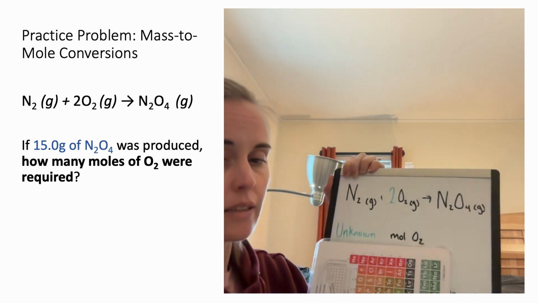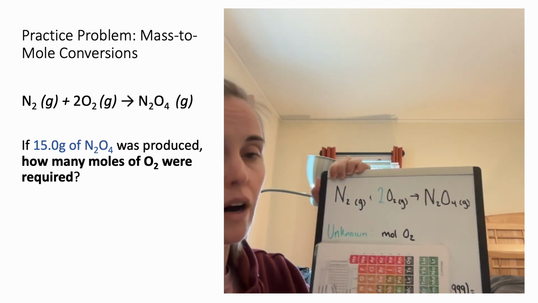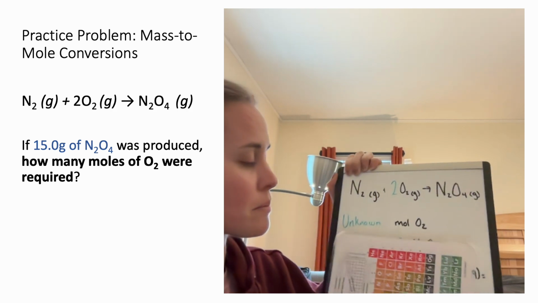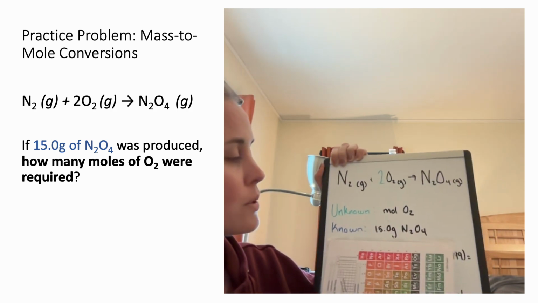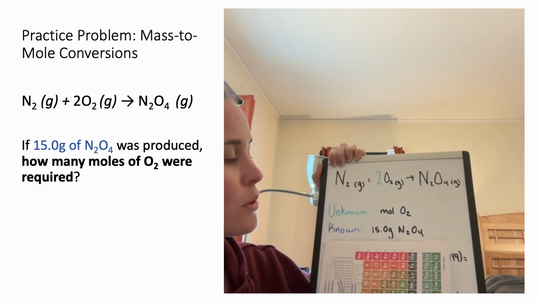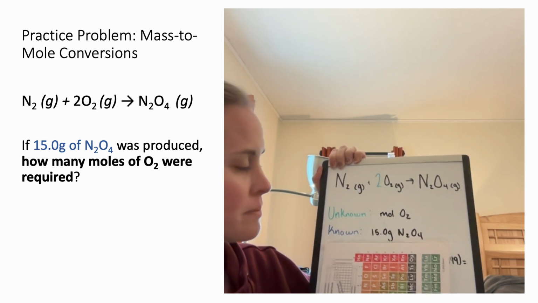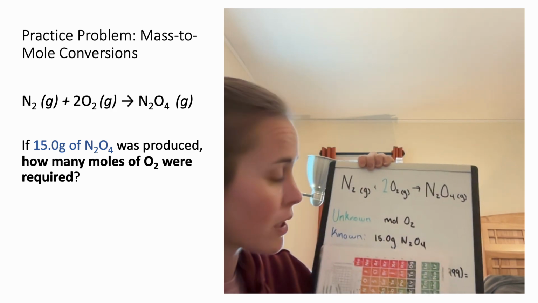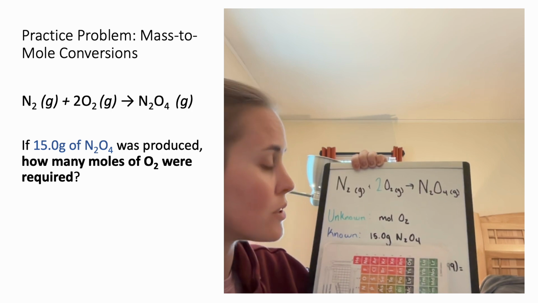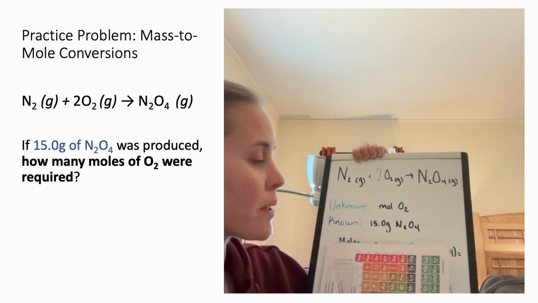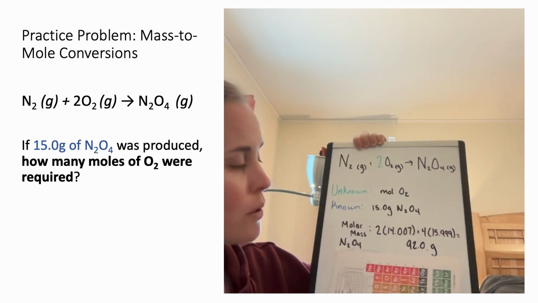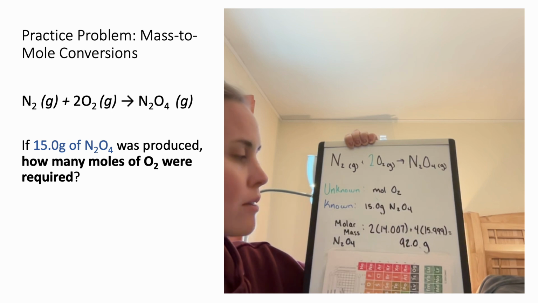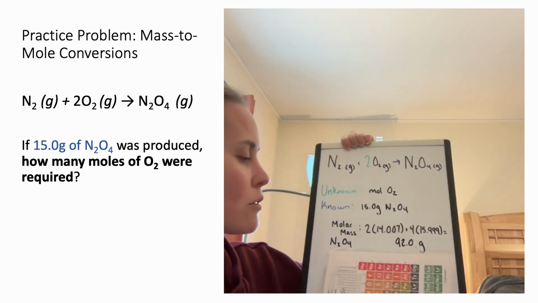Our unknown is, we're trying to figure out how many moles of oxygen would be required to produce the grams of dinitrogen tetroxide. So what we know is, we know that there is 15.0 grams of N2O4, and because we're in grams and we know that we need to go to moles, we need to convert using our molar mass of N2O4. So we use our periodic table to figure out the overall mass of N2O4. Well, it's 92.0 grams when you do the math with 2 nitrogen and 4 oxygen, and you add those together.